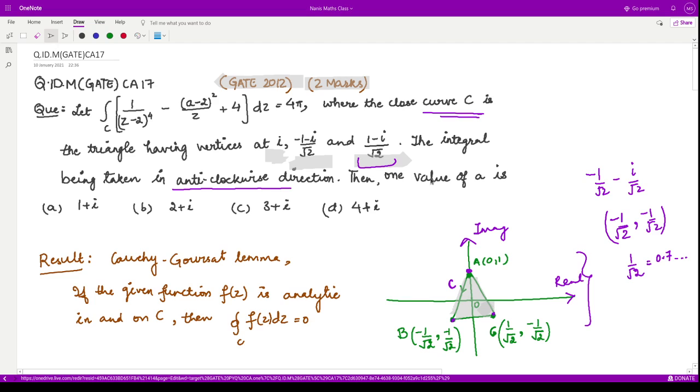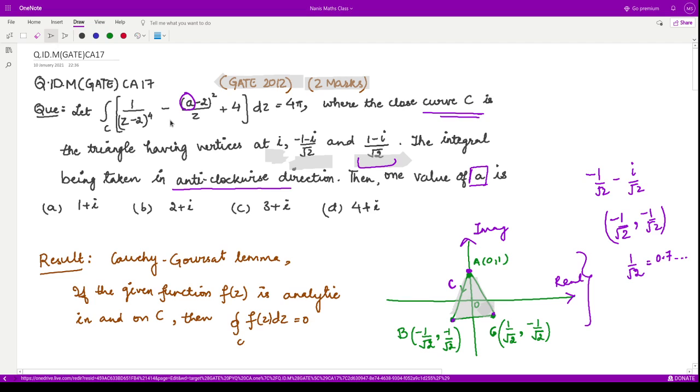So they are asking what is the value of A out of these 4. A is present over here. So in order to find the value of the variable A, we have to solve this integral and equate whatever is the result equal to 4 pi in order to obtain the value of A. So let us get started.